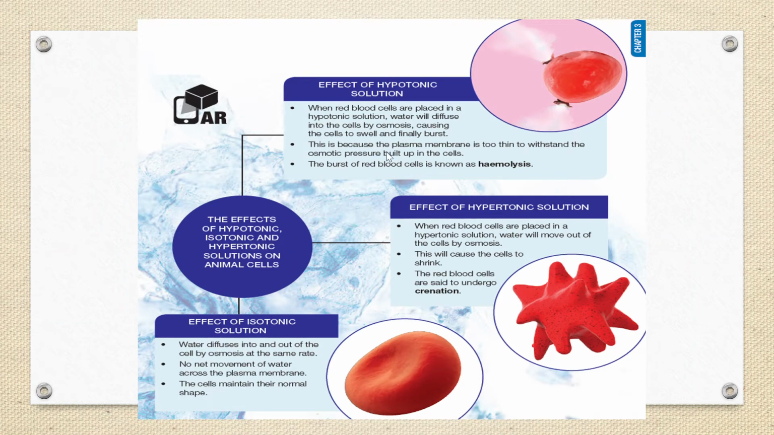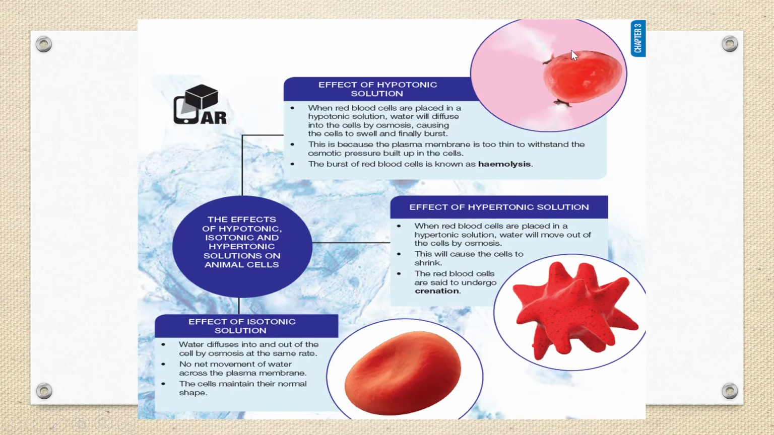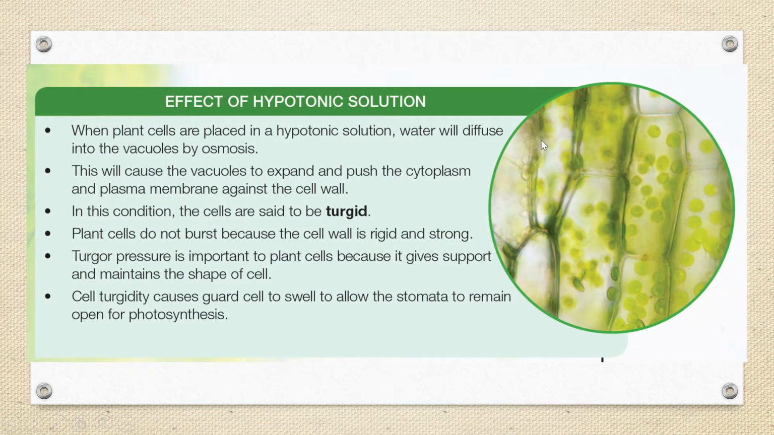Just now we have talked about the water movement in animal cells, which in this case are represented by our red blood cells. Next we are going to look at the plant cells. So now it's actually the same steps that you will be using.